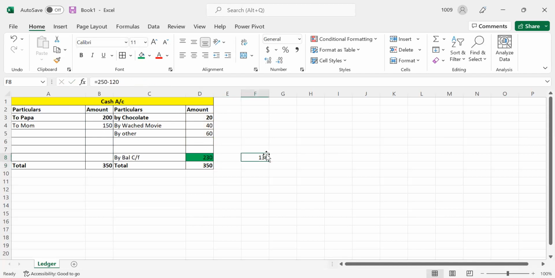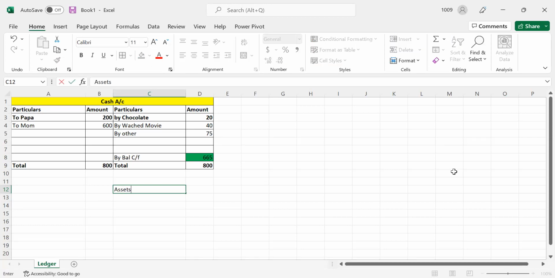230 is coming automatically. If I change some of the figures, let's say instead of 30 or 60, I write 75, the figure is going to change. Here if I write $600, this is going to change too, right? So cash is a debit balance. We know some accounts have a debit balance by default, and some accounts have a credit balance. We know we have assets, maybe current assets or fixed assets, that always have a debit balance.